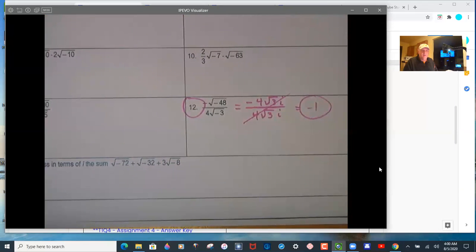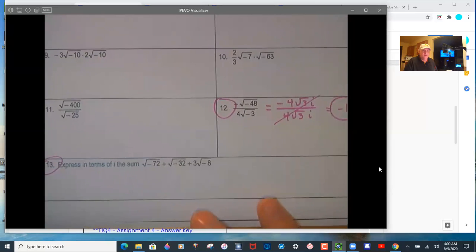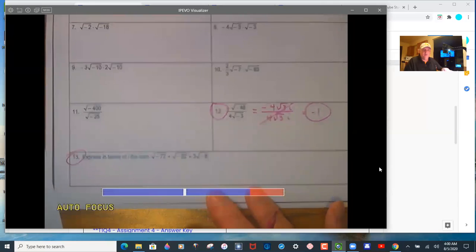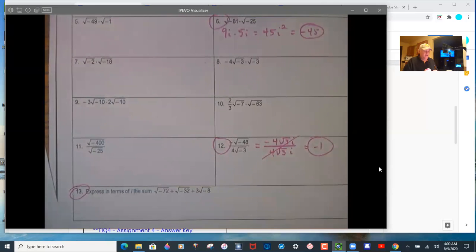Okay, so you have the rest of these to do. I'll leave 13 for you to do. I was going to do it, but I'll leave that for you. We need to know how to do these because this is still involved in simplifying on the last step of the quadratic formula.